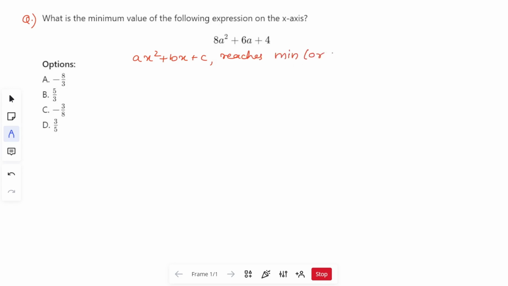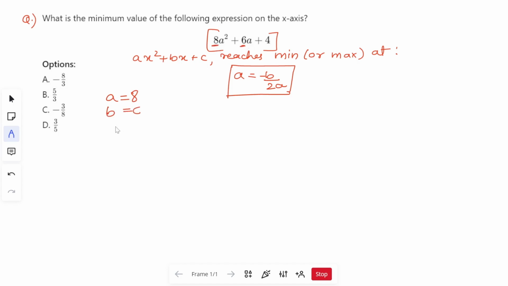Okay, at what? A is equals to minus b by 2a. Okay, so this is like one general rule, okay, that you should know before solving this question. Now based on this, what we will do, we will solve our equation. So see, in our equation, a is what? A is, sorry, 8, this one, right? Then b is 6, and then c is 4, right?